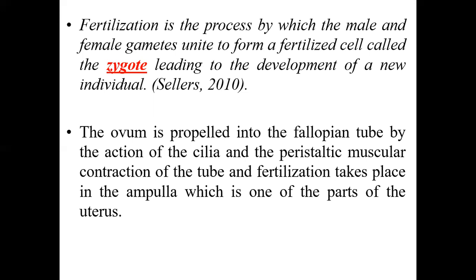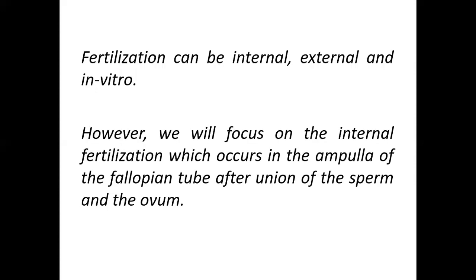So once the ovum has been released by the ovary, it is propelled into the fallopian tube, okay? And this is aided by the action of the cilia. These are hair-like structures which will be waving, moving in one direction, and by that, they are pushing the ovum forwards. And apart from that, we'll have the peristaltic muscular contractions of the fallopian tube itself. And fertilization takes place in an area or a component of the fallopian tube called the ampulla.